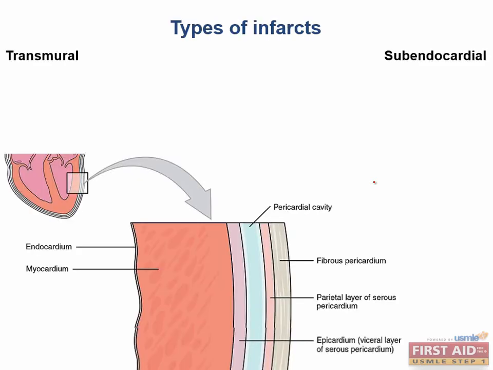Now we move on to types of infarcts. Let's visualize the layers of the heart wall. So the coronary arteries are going to be running here in the visceral epicardial layer. Now, a transmural infarct occurs from the occlusion of the coronary arteries before the branches that are diving deep into the inner layers of the heart wall.